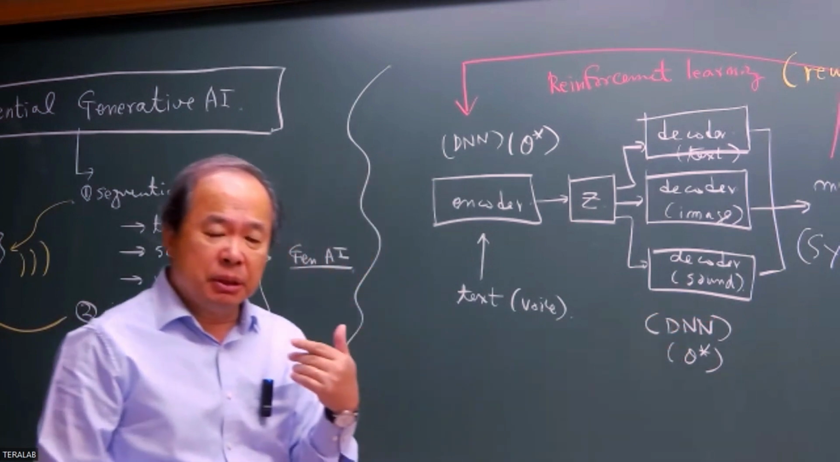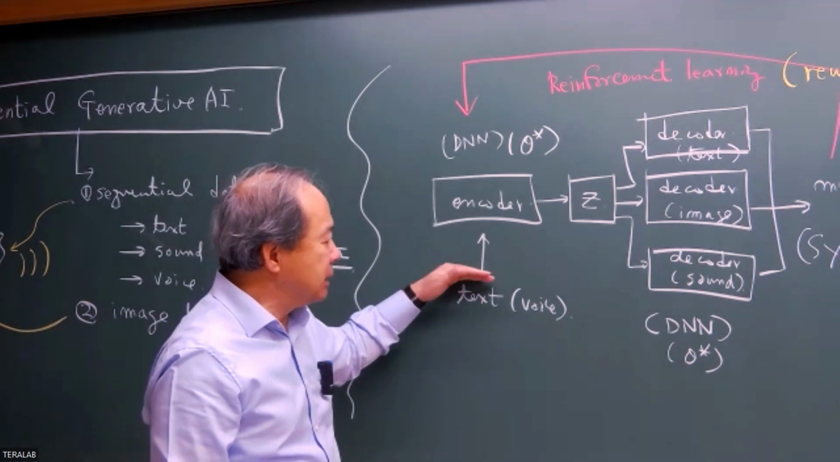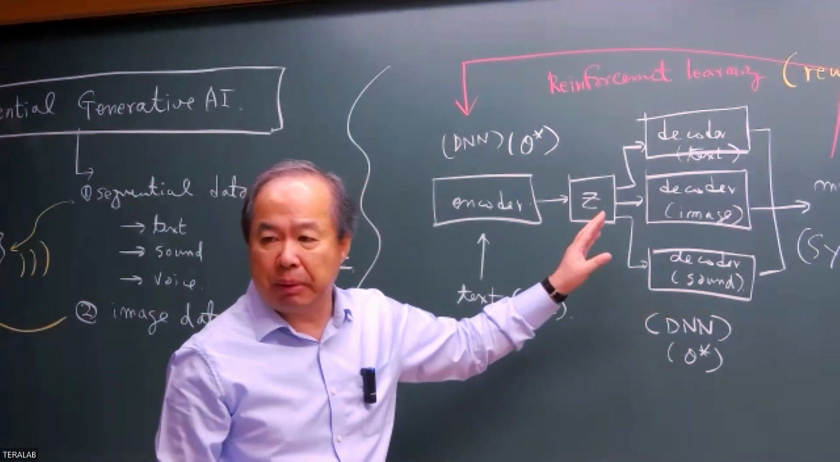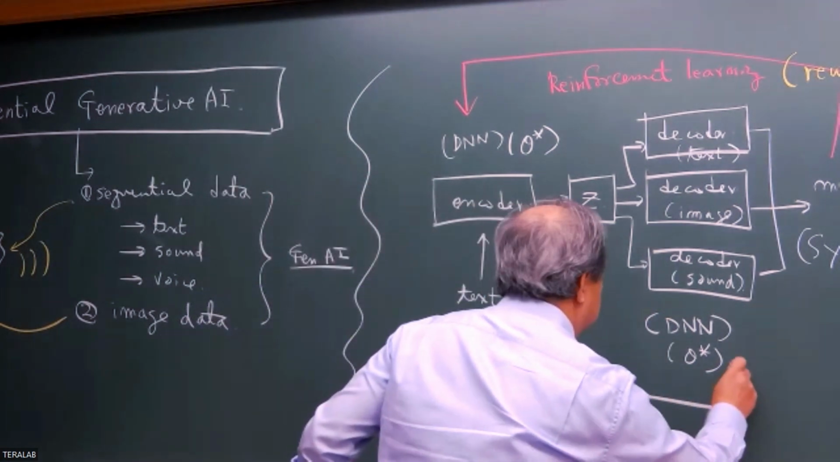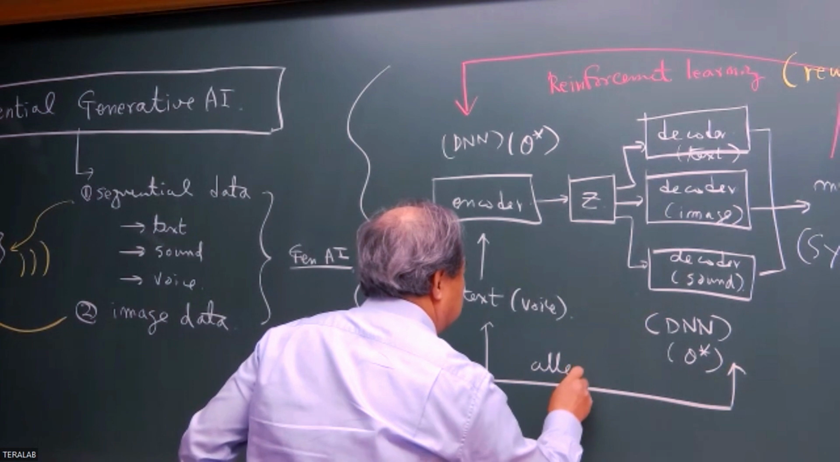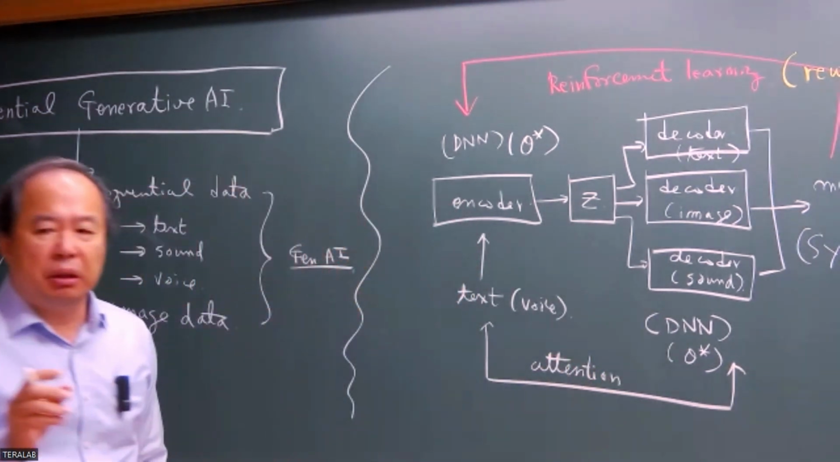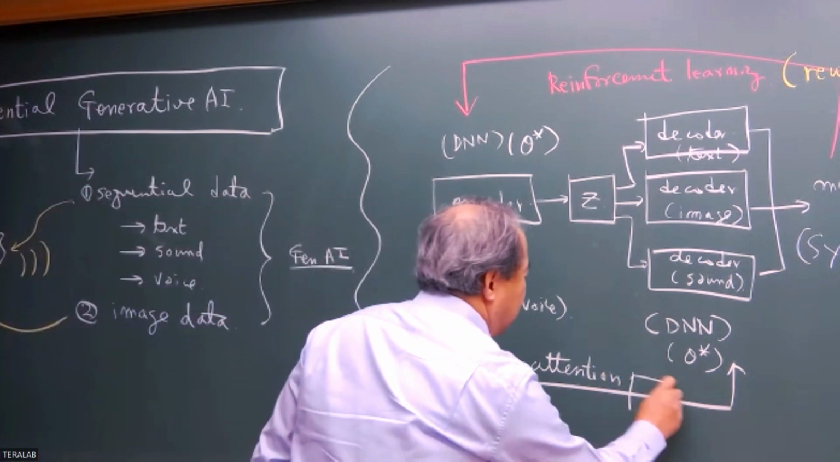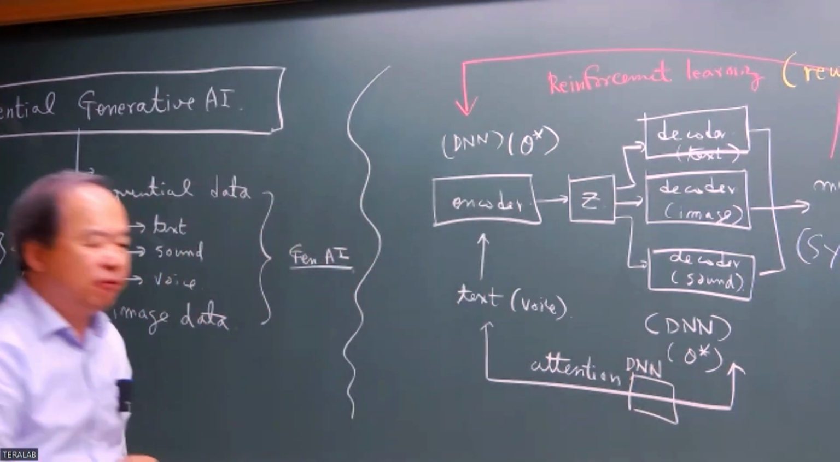So sometimes we have to connect information of our text directly to the encoder, not through G space. That is called attention. Attention network, so we are going to have another network, a DNN network, that is designed for attention.